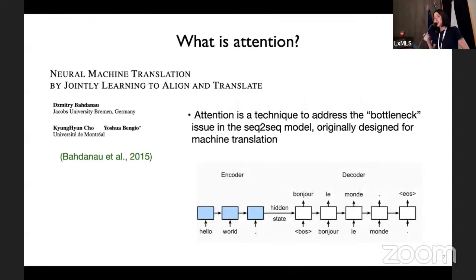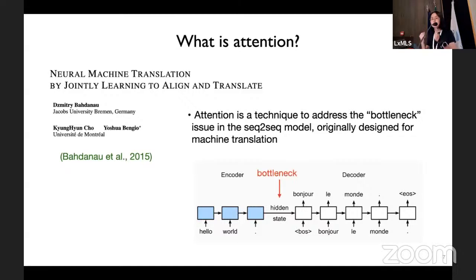So the idea of attention was first introduced to address the bottleneck problem in the sequence-to-sequence model, and was originally designed for machine translation. For example, here is translating an English sentence into a French sentence. In the original design of sequence-to-sequence models, you first pass the English sentence into the encoder, and you get one representation, the hidden state, that summarizes all the information of the source sentence. Starting from that hidden state, you decode token by token.